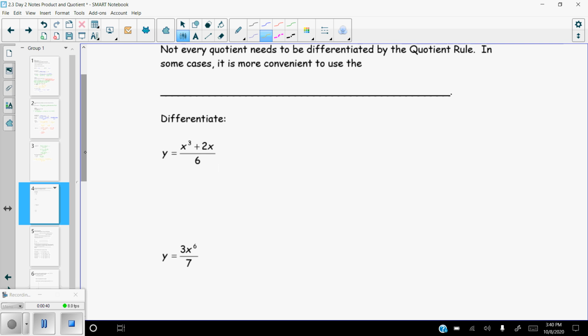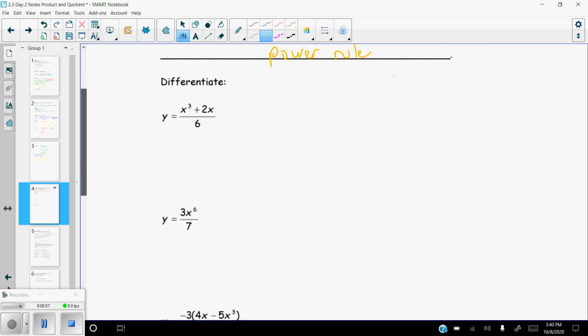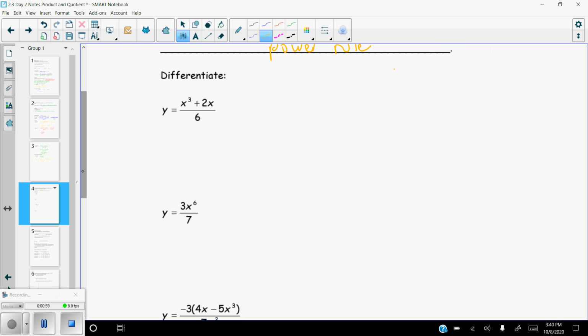And like I just said, not every quotient needs to be differentiated by the quotient rule. In some cases, it's actually going to be more convenient to use a power rule. And you might look at some of these and say, well, they look like quotients. You can still use the quotient rule, but it's probably not going to be the most efficient way.